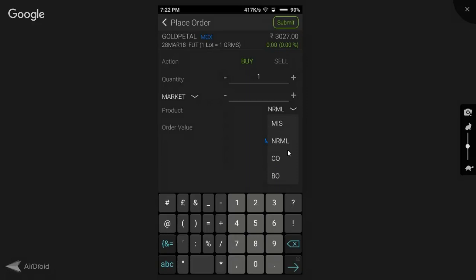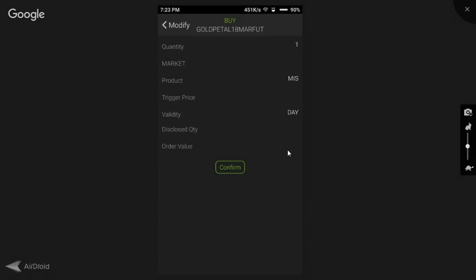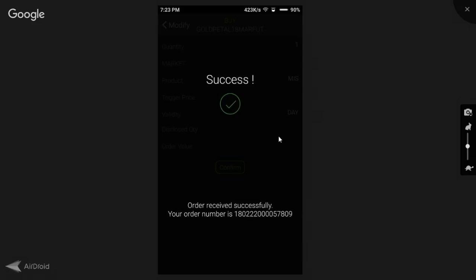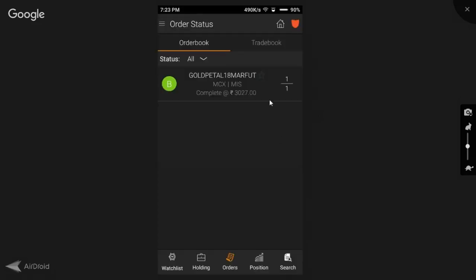So I want to do an intraday order. Okay. Now I put the order, okay, and I click on submit. Now the system is asking me if I'm satisfied with what I have. So I want to buy one lot intraday, and the validity of the order is for the entire day. And then I hit confirm. The order has been placed. So as you can see, the order has been placed over here in the order book. So it's not been accepted as of yet.